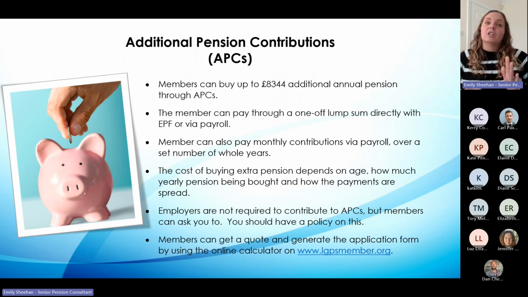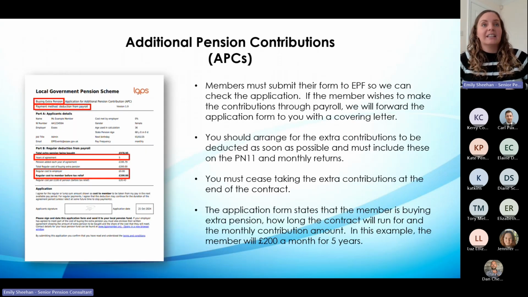Likewise, with buying back lost pension, to buy extra pension they go onto the LGPS member website. And again, there's a similar form they need to complete, and it will tell them how much it's going to cost them. As you can see, the form looks very similar to the lost pension one. They put in their name, their date of birth, their sex or their age, and it will tell them how much it's going to cost them.